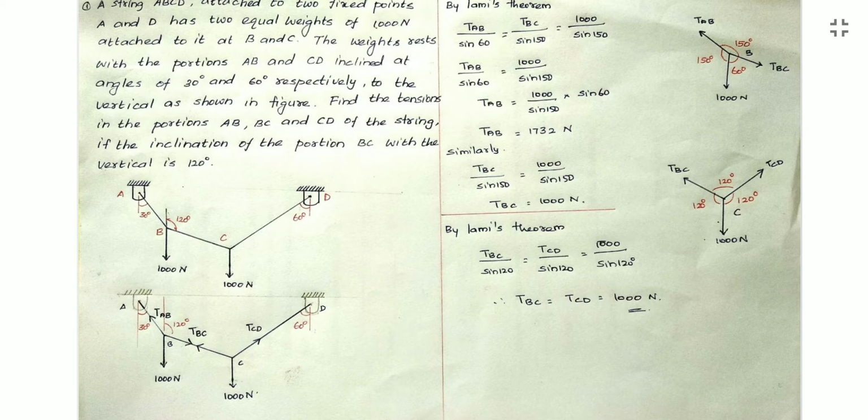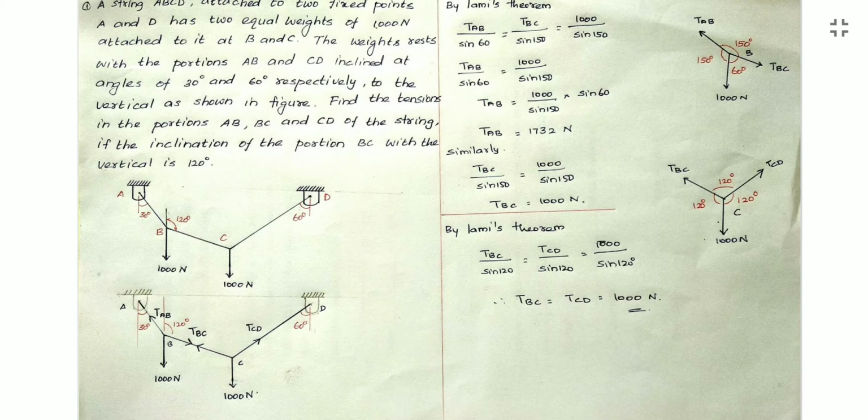So here on the left side TBC is there, TCD is there, and 1000 Newton is there. Also we know the value of TBC. Already we found in the previous session TBC as 1000 Newton, so we can directly substitute. And we also need to find the TCD value. The included angles are all 120 degrees.